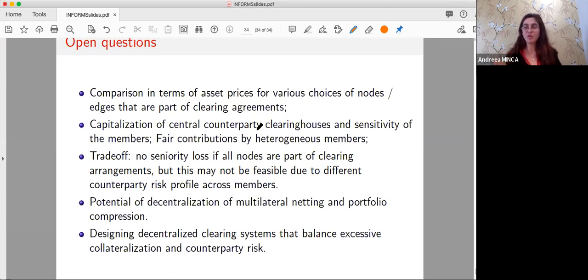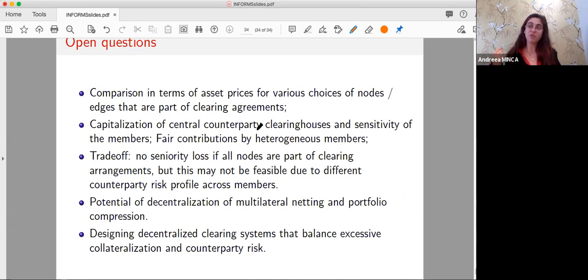So this is clearly an agenda of operations research and network science. And from the financial perspective, questions that remain unanswered are how do you compare the different asset prices over such networks when you consider that we might have different choices of nodes that are part of clearing arrangements, different choices of edges. There's also the capitalization of central counterparty clearinghouses. Those would be additional cushions or capacities at the nodes, cash that comes from various sources. That would be a way by which cash is transferred from various nodes before we clear the network.